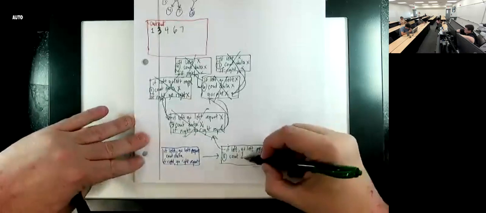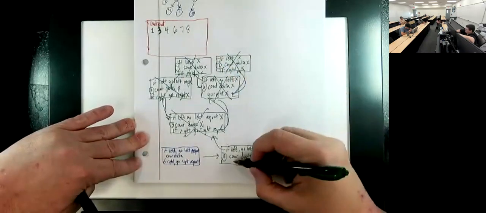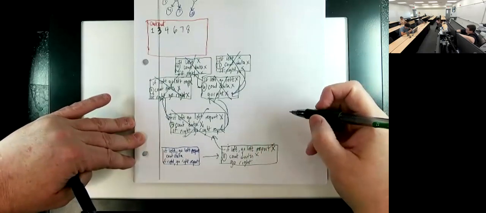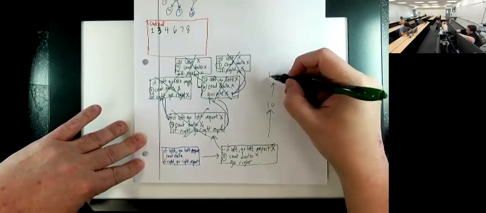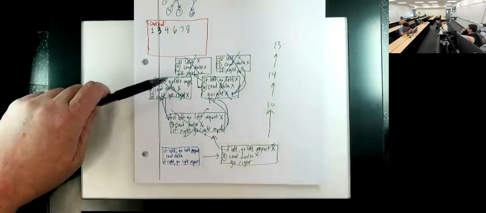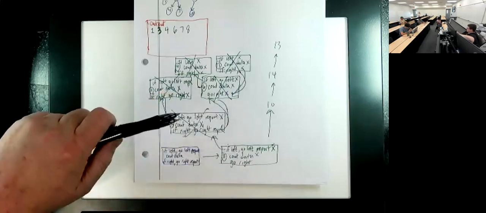It says cout the data. We do the 8. That's done, and it says go right. And now we can go through and do 10, 14, 13, but it's following the same thing. If you draw out this thing, the recursive trace, you can kind of see what's happening. So this is actually printing it in order.